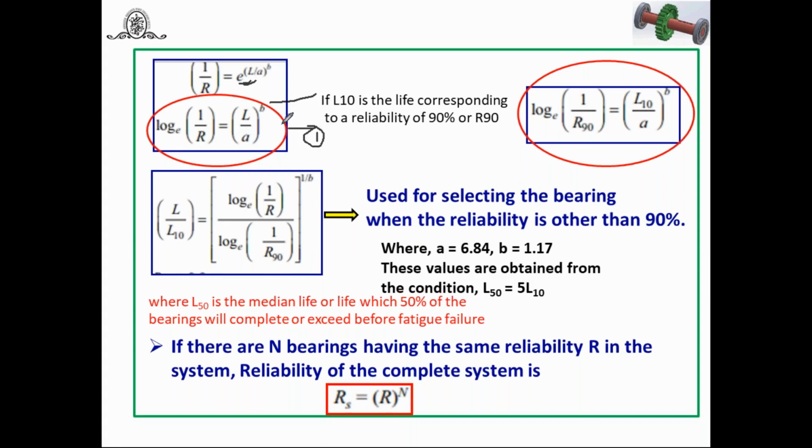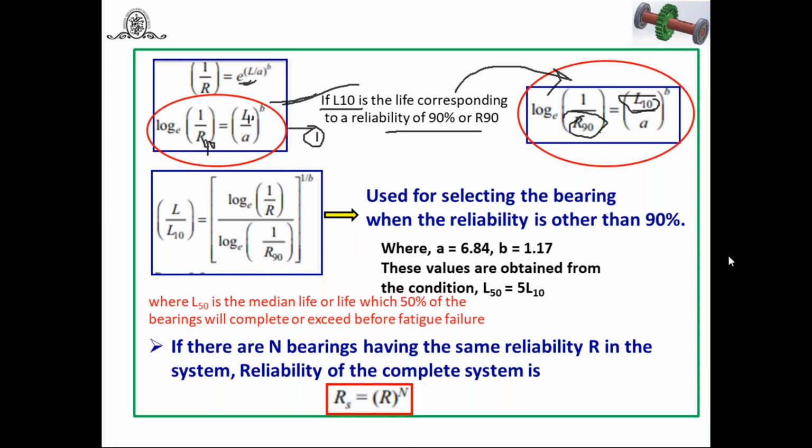If you would like to modify the same equation for 90% of the bearings that are going to sustain, that means for L10 life, what you have to do here is take log to the base e of 1 upon reliability. For L10 life, R90 is equal to (L10 by a) raised to b. L10 is the life corresponding to a reliability of 90%. That's why L10 is written, and here the reliability is 90%. Try to understand.